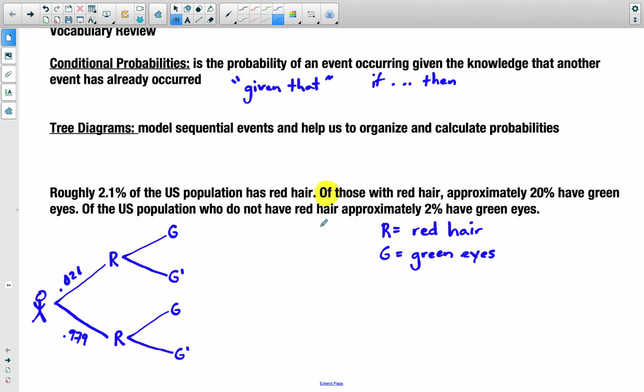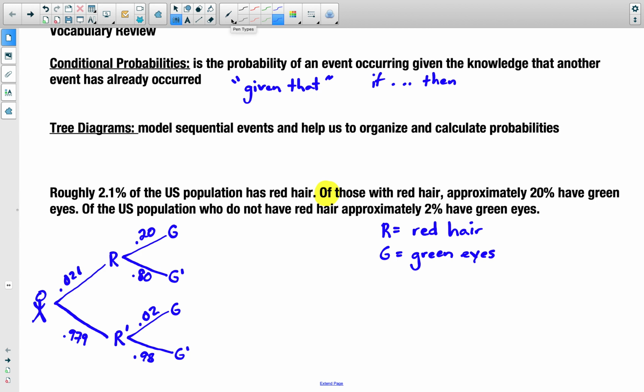Okay, so of those with red hair, so I'm following this red hair branch, 20% have green eyes. So this series of branches right here have to add up to 100%. So the complement of having green eyes is not having green eyes, and that's 80%. And then of those who do not have red hair, oops, forgot my prime there, so not red hair, 2% have green eyes. That means 98% do not.